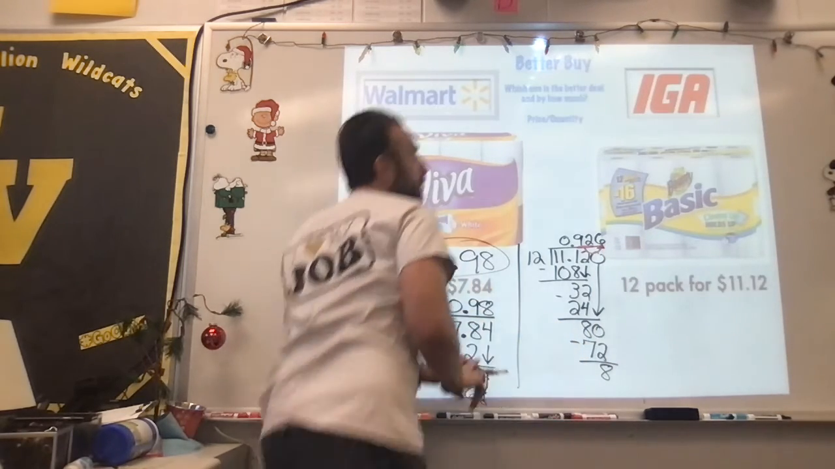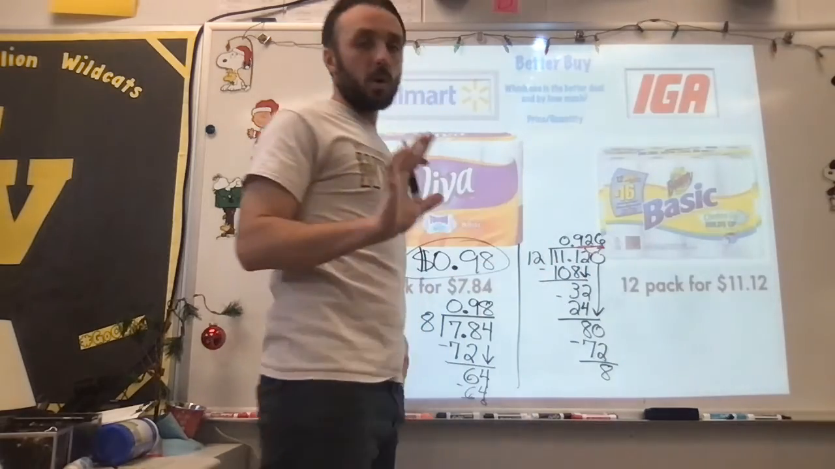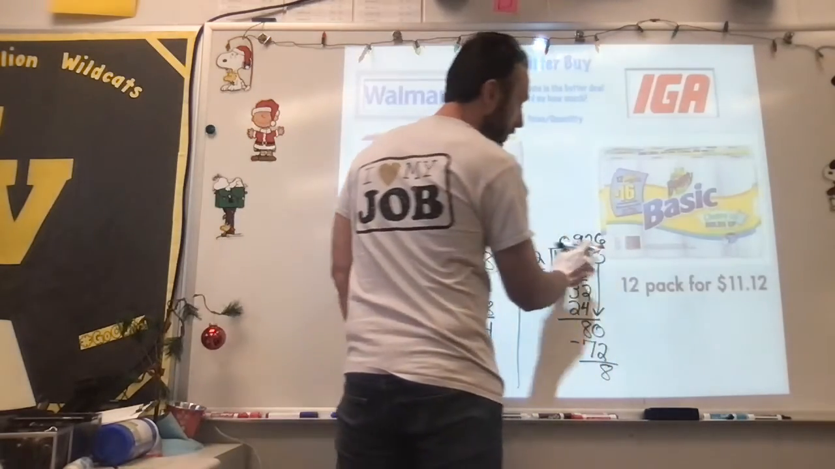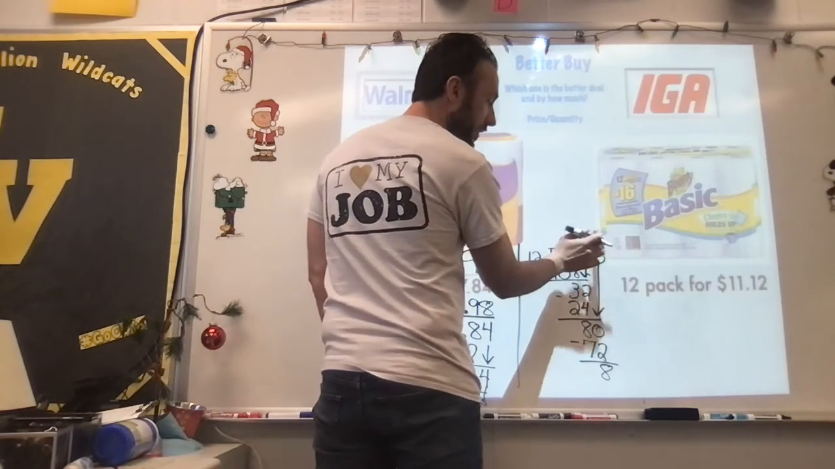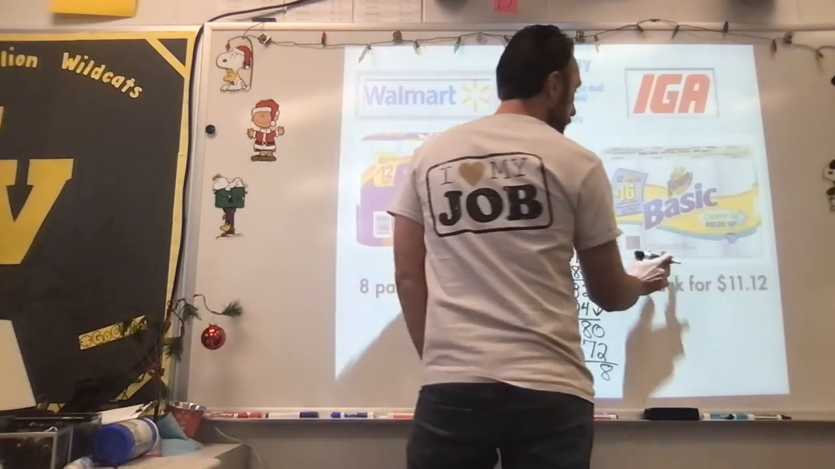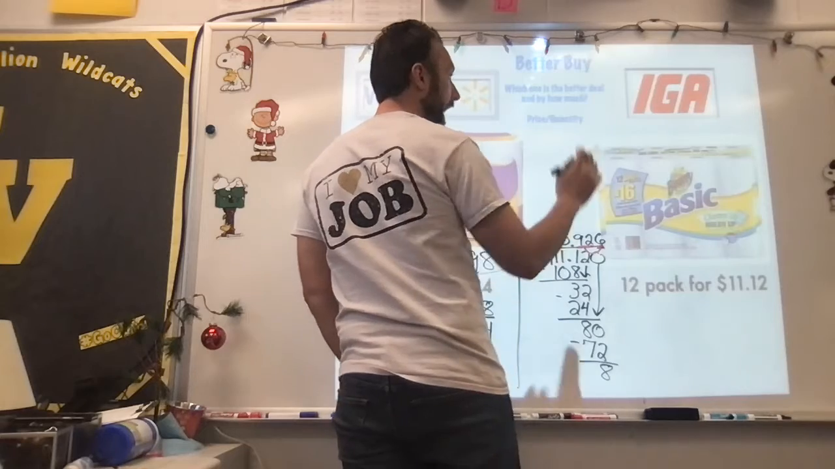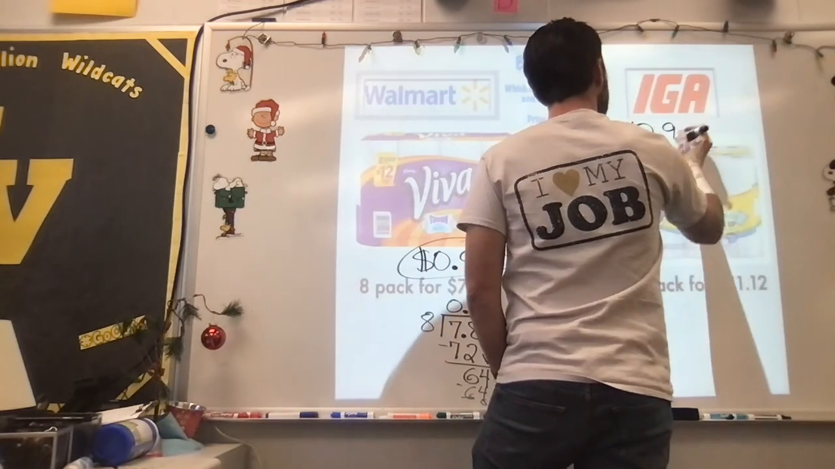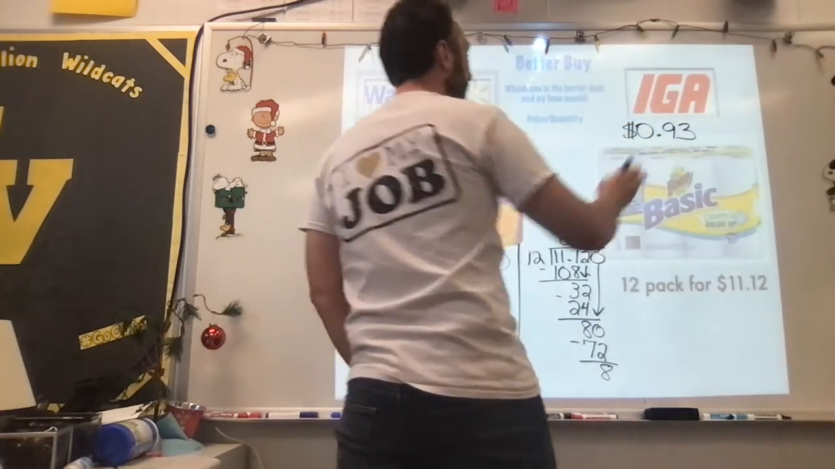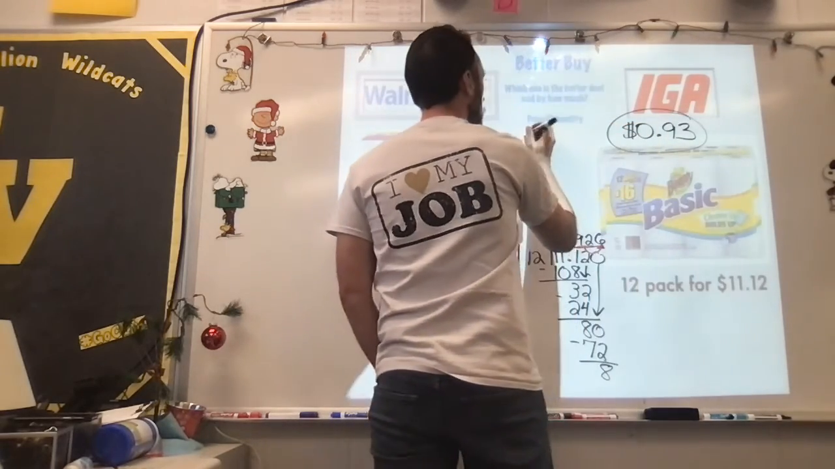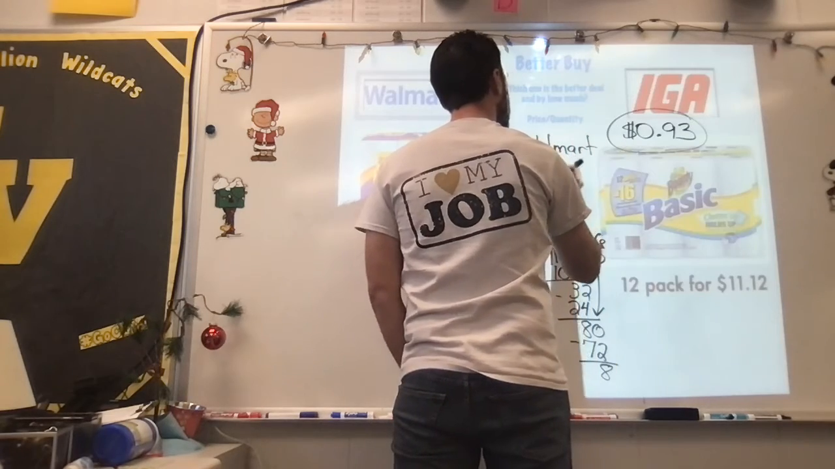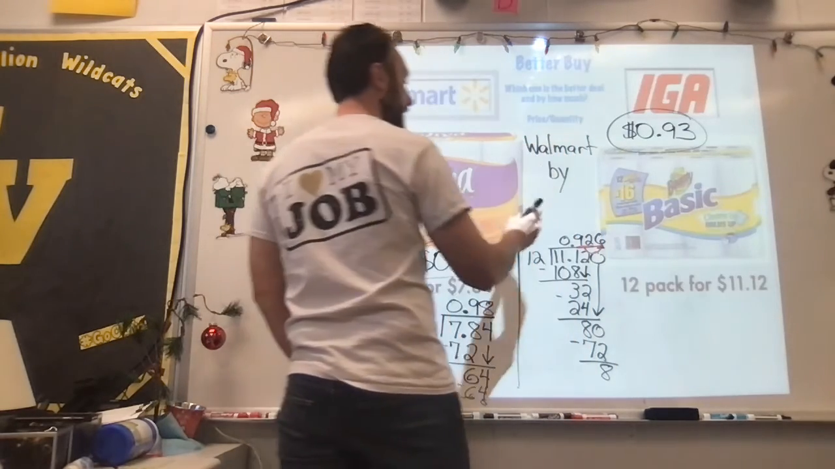And since it's 92.6, 5 or more, let it soar. 4 or less, let it rest. That 6 is going to tell our pennies, the number in the hundredth spot, to round up. So we're going to say a roll of paper towel at IGA would be a unit price of 93 cents. So which one is the better deal? This time it is Walmart. And it is by 5 cents.